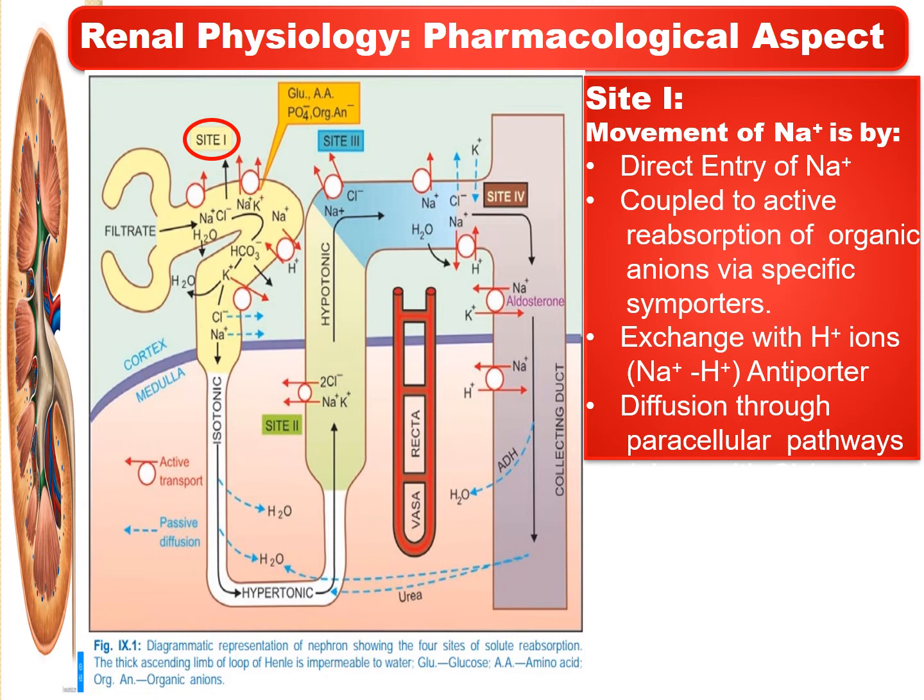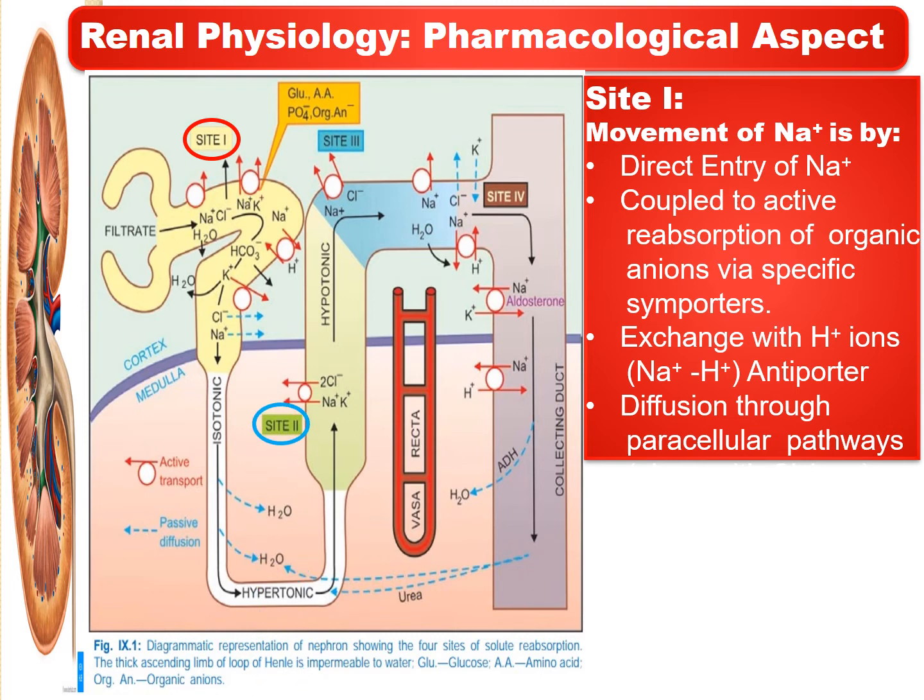Coupled to active transport, the reabsorption of organic anions via a specific synthetase. Then, the exchange of sodium with hydrogen ions by the sodium-hydrogen antiporter. Then the diffusion through the paracellular pathways. This is how, by these four mechanisms, the transportation of sodium is taking place at site 1.